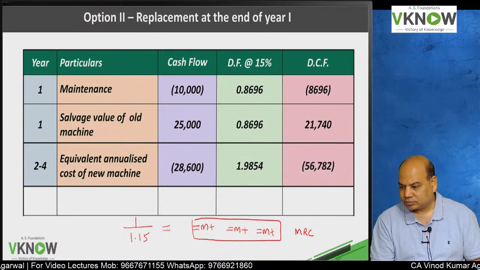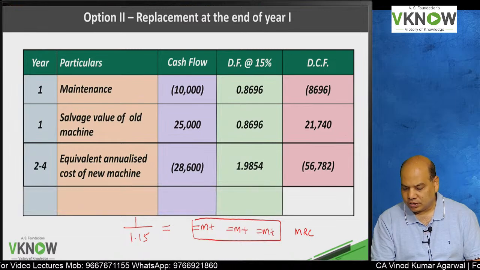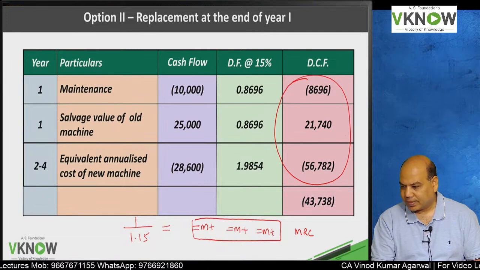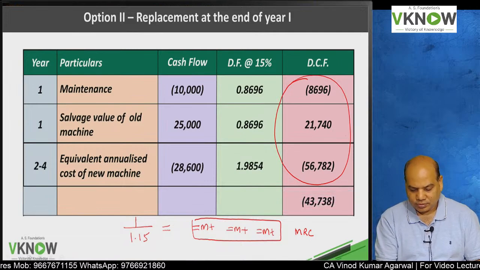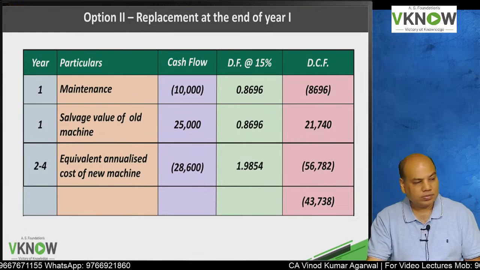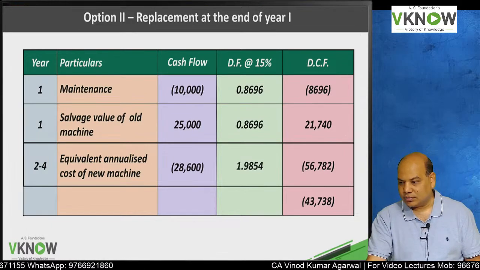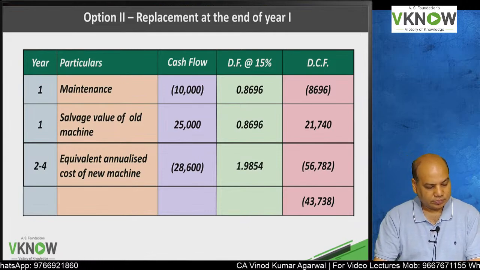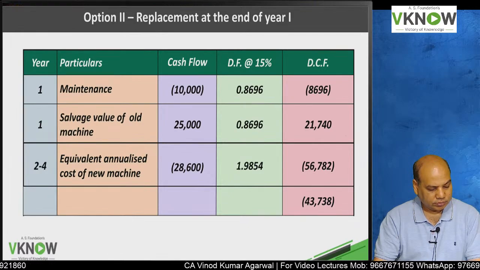Multiply. 56782. Add this last column. You will get 43738. Is this right? 43738.